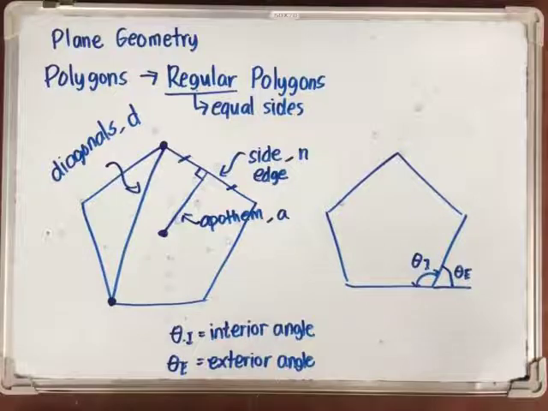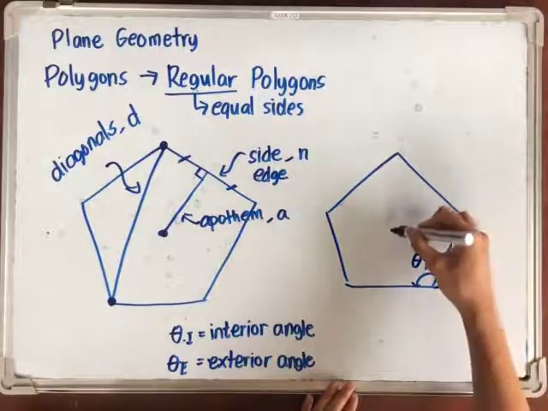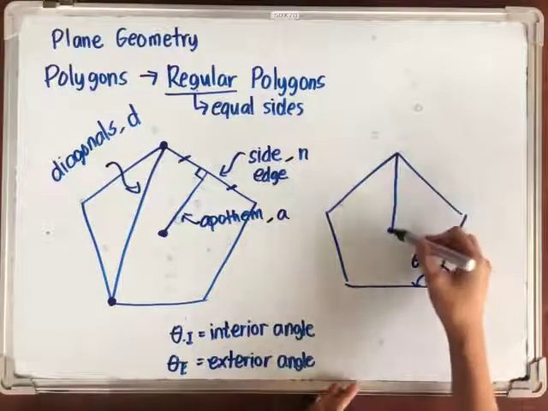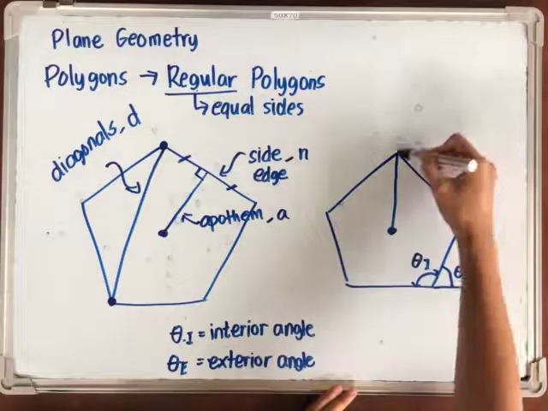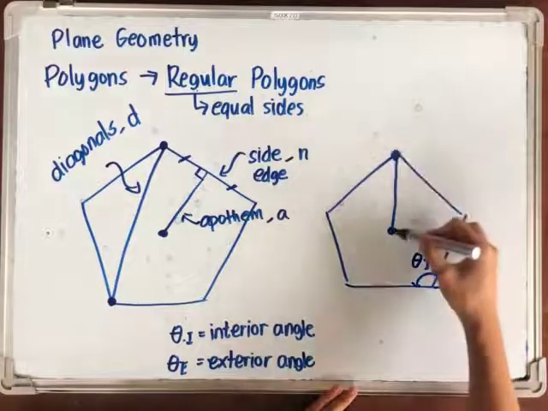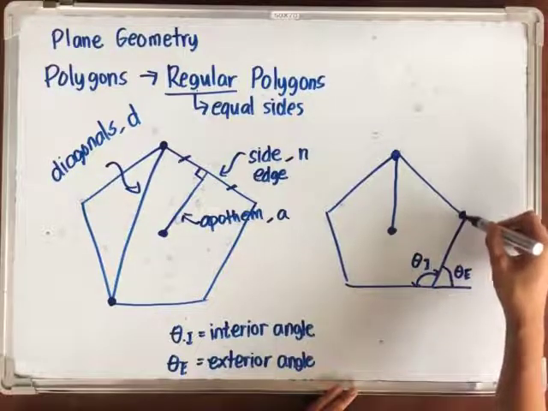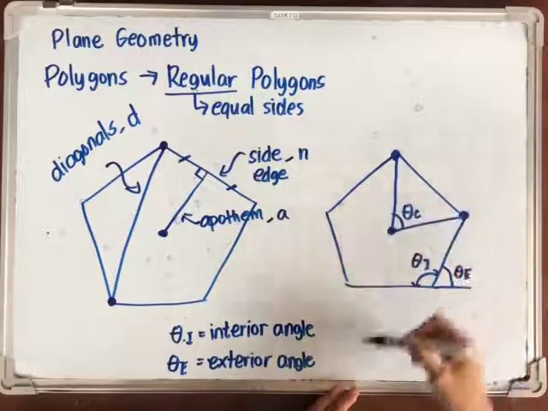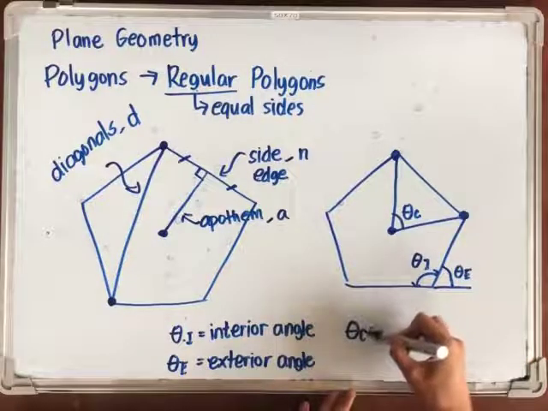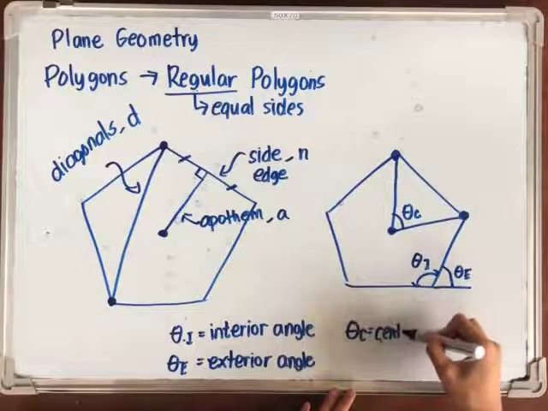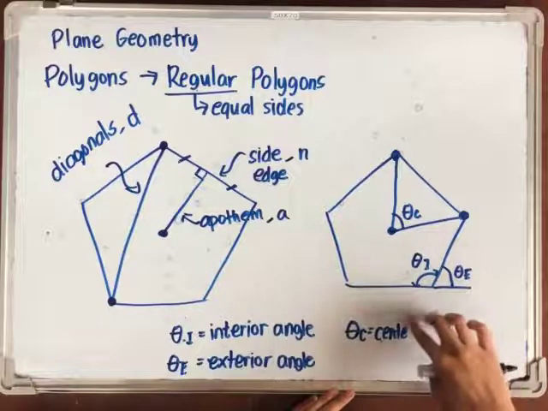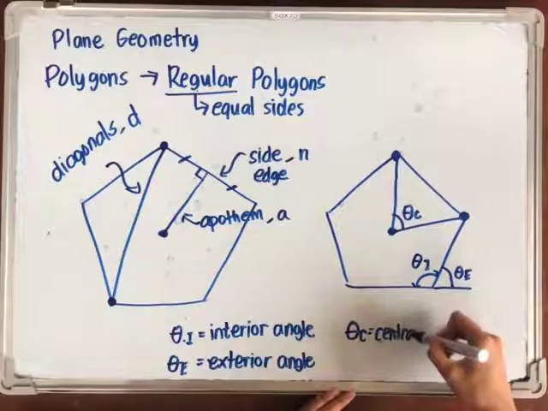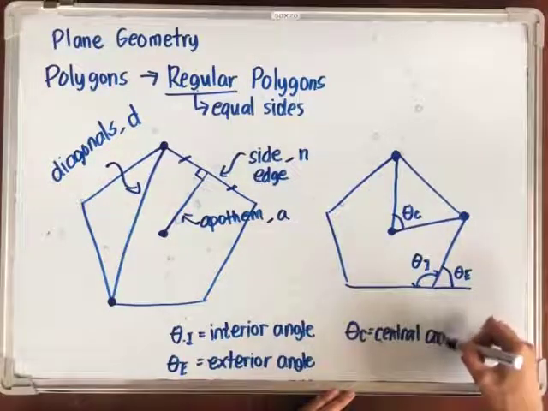Okay? Aside dyan, meron tayong tinatawag na central angle. Central angle is the angle formed by 3 points, no? Meron tayong isang vertex dito, tapos yung center, tapos yung adjacent niya na vertex. This is theta sub C, or the central angle. Di ka naman mawawala kasi interior, ibig sabihin nasa loob, exterior, nasa labas, central, di nasa gitna.